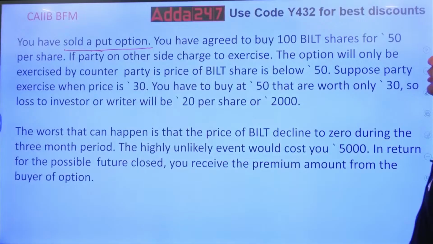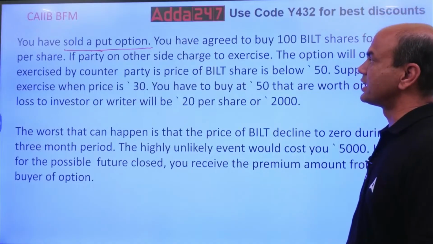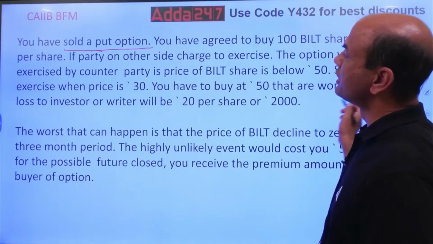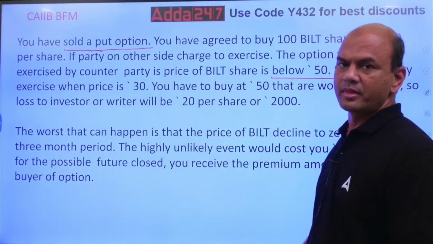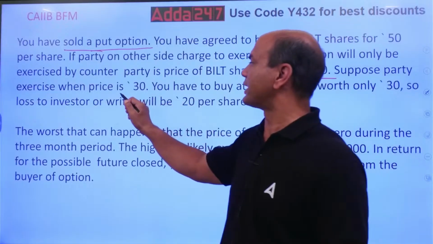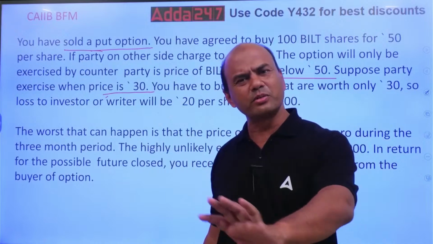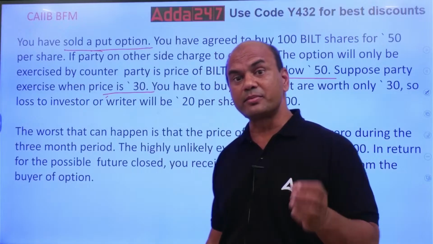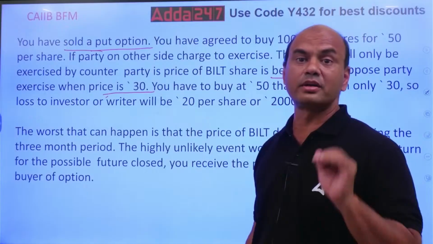So, you have agreed to buy 100 shares for 50 per share. If the party on the other side chooses to exercise, meaning they work on it, they buy it. The option will only be exercised by the counterparty if the price of the share is below 50. Suppose the party exercises when the price is 30. I said that the share price will not go below 50. I will buy at 50. And now the share price goes to 30. From 50 it has gone to 30.